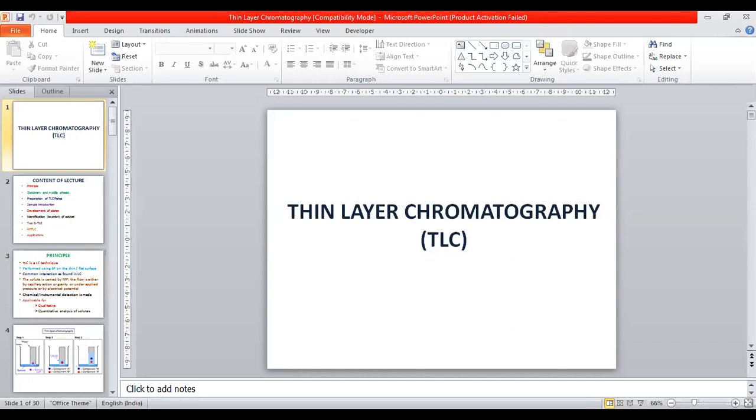And here the solute molecule is going to be carried by the mobile phase. The flow will be initiated either by capillary action or force of gravity or under applied pressure or by electrical potential. So in electrochromatographic technique, electrical potential will be employed in order to initiate the movement of the mobile phase. Otherwise, in the rest of the TLC techniques, it is either capillary action or gravity or applied pressure for the movement of the mobile phase.